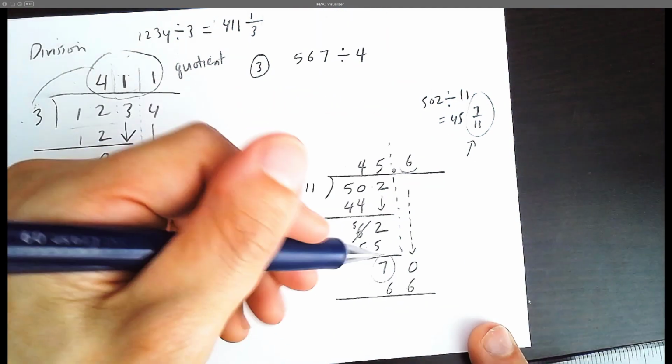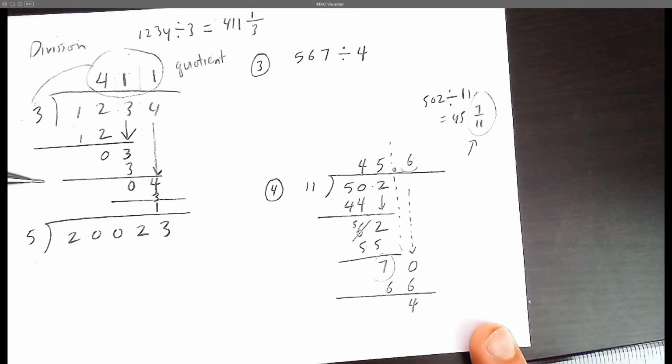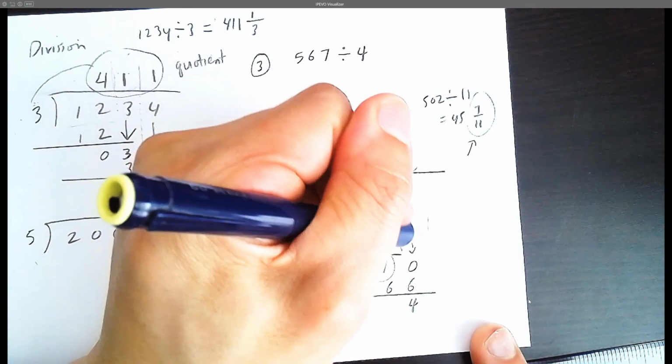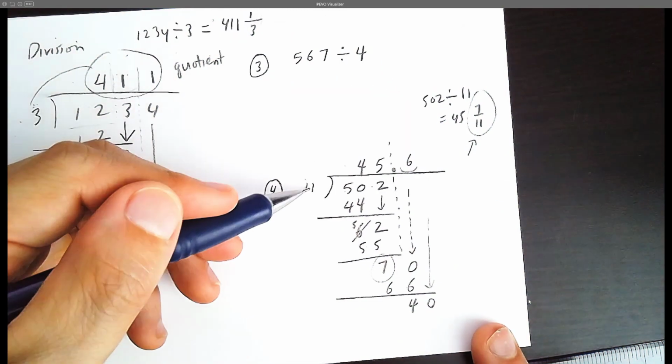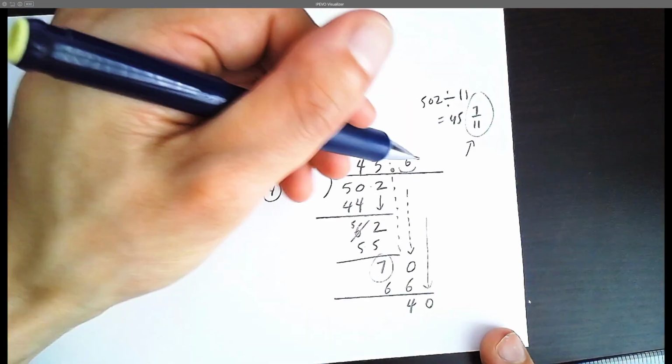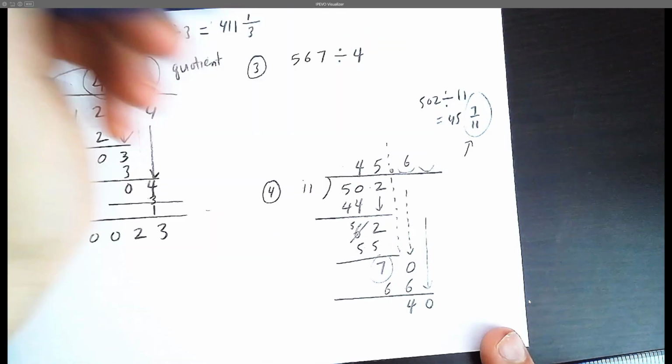Cha-ching, let's subtract. 70 minus 66 is 4. And again, you drop the ghost to make some progress here. You drop a hidden ghost. The ghost is a 0. 11 times what? There's another hollow space here. Make sure everything is nice and aligned.